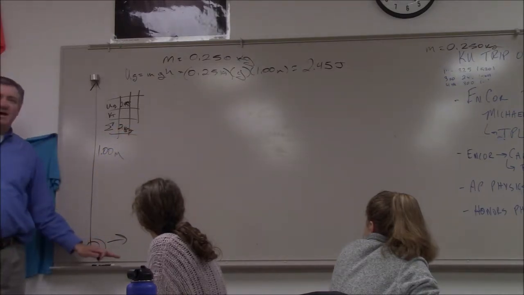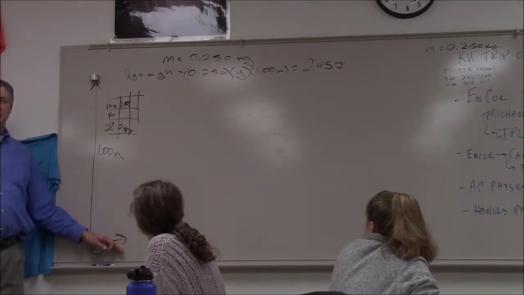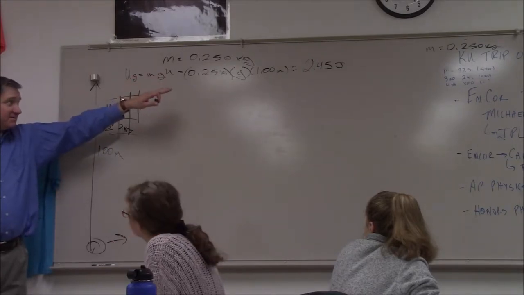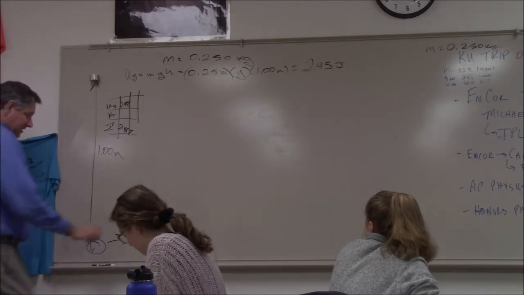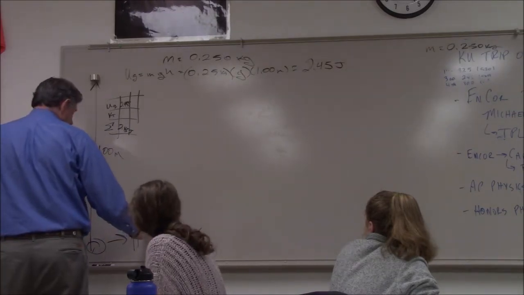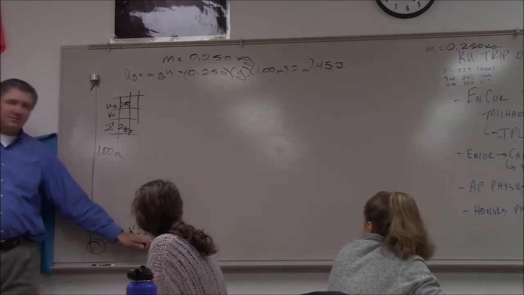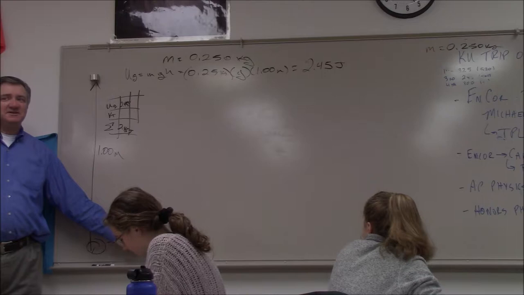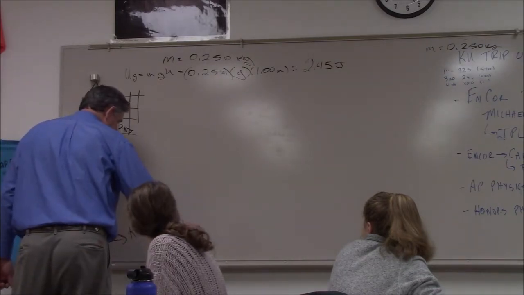So how can I figure out how fast it's going at the bottom? I know that's how much energy I've got. This is going to equal the kinetic energy at the bottom, so my kinetic energy is going to be 2.45 joules. How can I get my velocity from knowing that number? What does kinetic energy equal? How do you calculate kinetic energy? 1/2 mv squared.